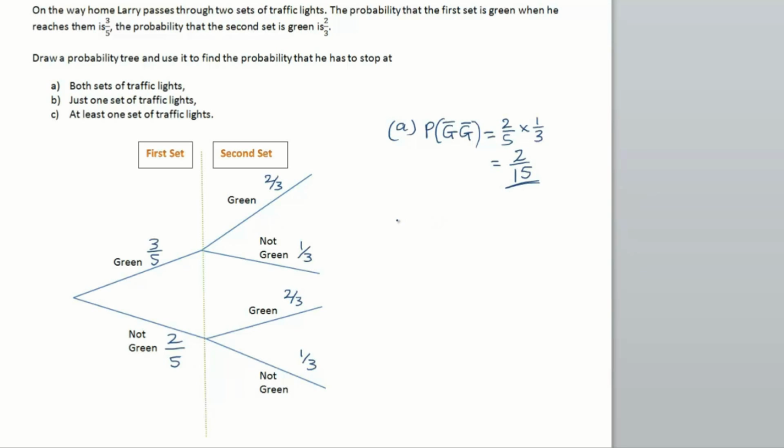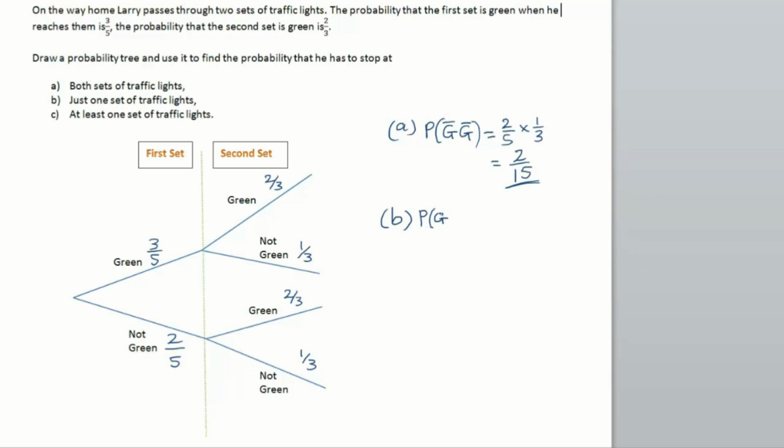Part B. This is another one of those sort of beautiful aspects of probability trees. Just one set of traffic lights is green and the other not. Now, if you're not careful and you didn't do it via a tree diagram method, you might be tempted to miss out one of the options, because if it has to stop at just one, that means the first one could have been green and the second one not. Alternatively, it could have been that the first one was not and the second one was green. So we've got two separate mutually exclusive outcomes.